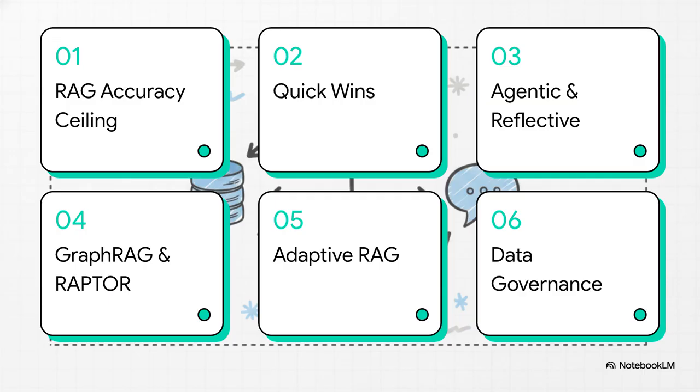To solve this, we're going to map things out using 6 key areas. We've got 1. The RAG accuracy ceiling. 2. Quick wins with hybrid and re-ranking. 3. Agentic and self-reflective loops. 4. Specialized architectures like Graph RAG and Raptor. 5. Adaptive RAG, which is really the sweet spot. And finally, 6. The data governance bottleneck.